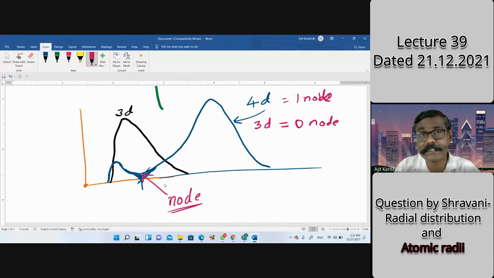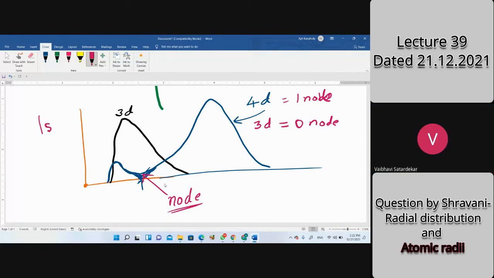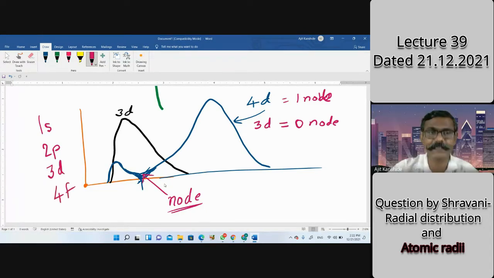Likewise, the first S orbital will have 0 nodes, and the first P orbital, 0 nodes. Which is the first S orbital? It's 1s. The first P sublevel is 2p. The first D is 3d. The first F is 4f. So wherever the first orbital of a sublevel type is there, there will be no node.